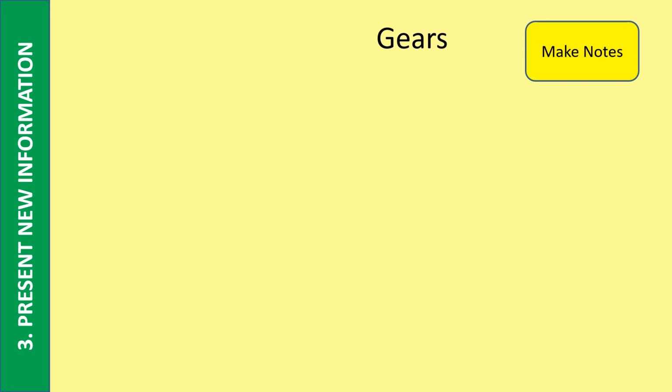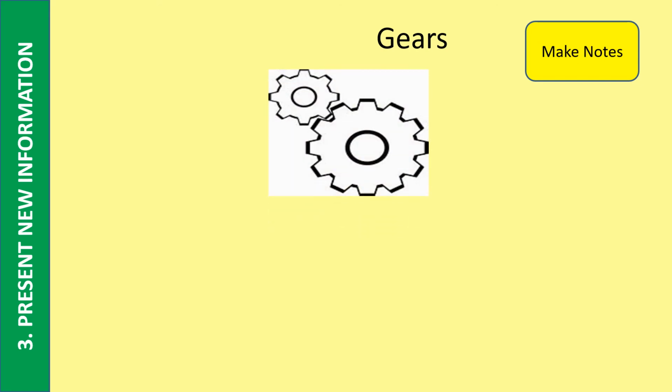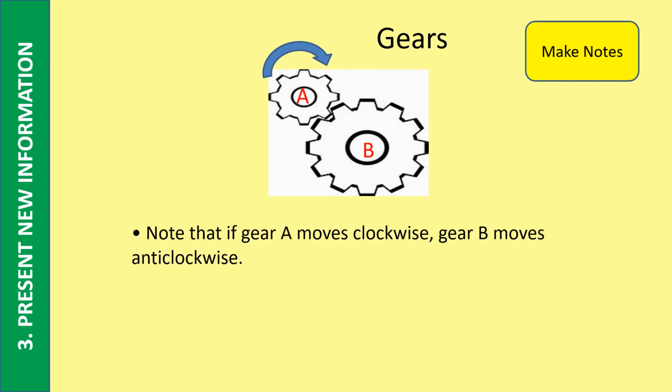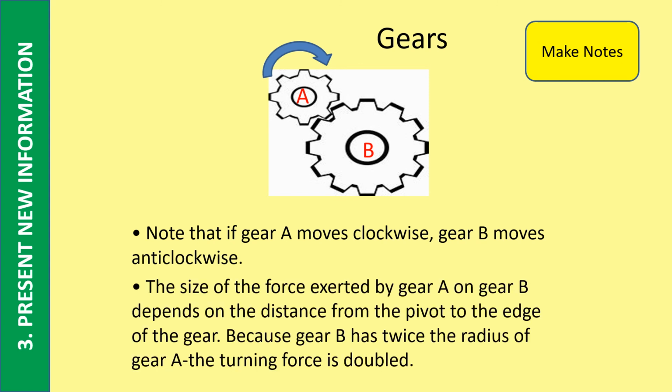There are only a few things that we need to know about gears. If you look at this one, where you have a small gear and a larger gear, labelled A and B, gear A turns in this direction, and the first thing you need to know is if gear A moves clockwise, then gear B must move anti-clockwise. The second thing you need to know is that the size of the force exerted by gear A on gear B depends on the distance from the pivot to the edge of the gear. Because gear B has twice the radius of gear A, the turning force is doubled.